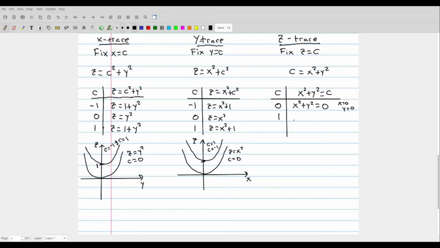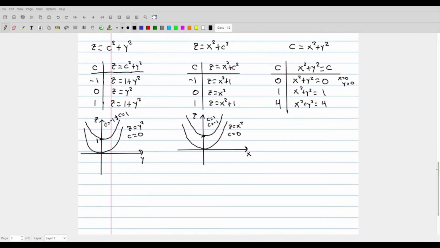c could be equal to 1, say, in which case x squared plus y squared is equal to 1. It's the equation of a circle of radius 1. If c is equal to 4, then x squared plus y squared is going to be equal to 4. It's the circle of radius 2, and so on and so forth. So you can pick any positive value for c and get a circle. The radius of which is going to be the square root of c.